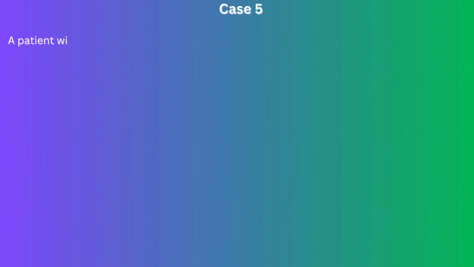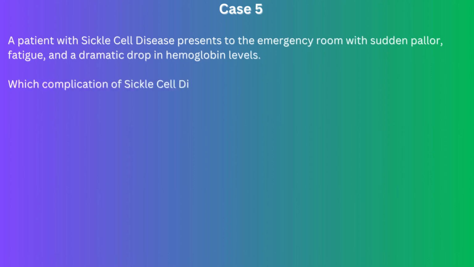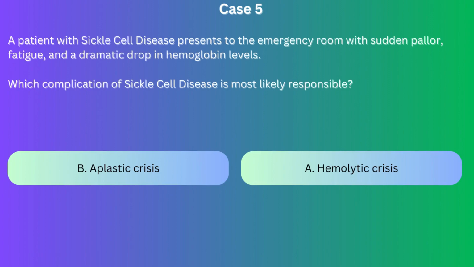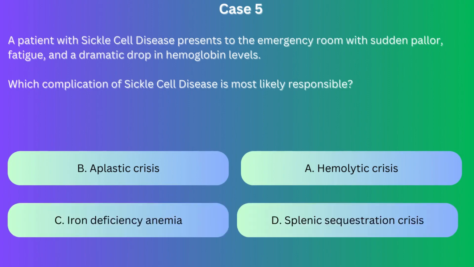Case number 5. A patient with sickle cell disease presents to the emergency room with sudden pallor, fatigue, and a dramatic drop in hemoglobin levels. Which complication of sickle cell disease is most likely responsible? A. Aplastic crisis. B. Hemolytic crisis. C. Iron deficiency anemia. D. Splenic sequestration crisis. Correct answer: A.